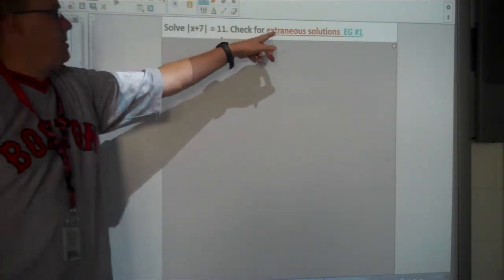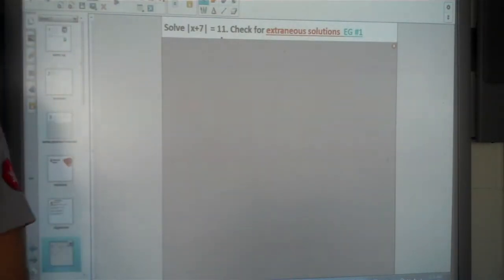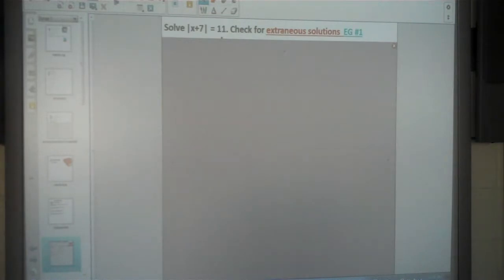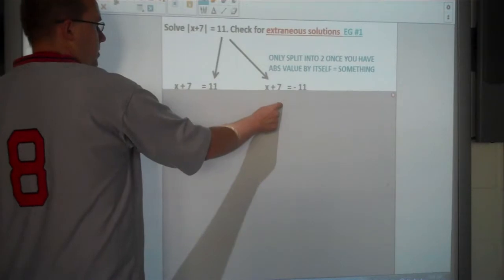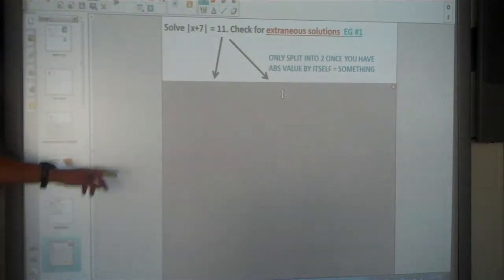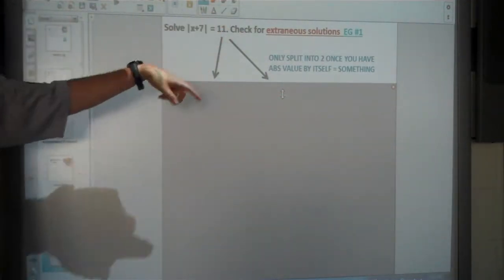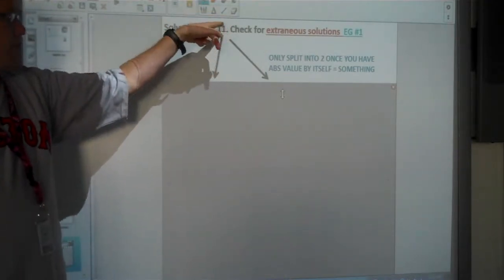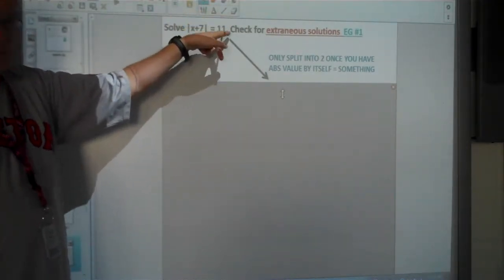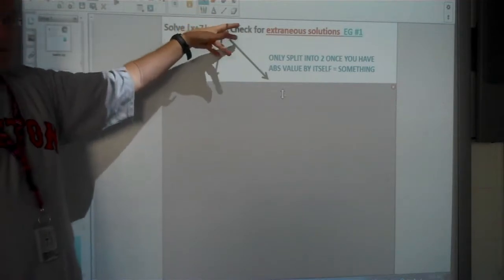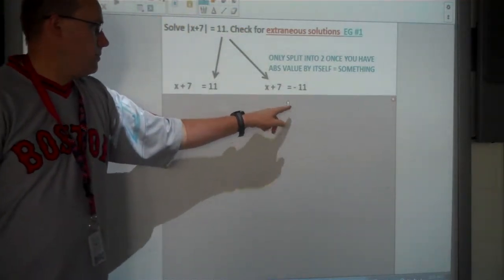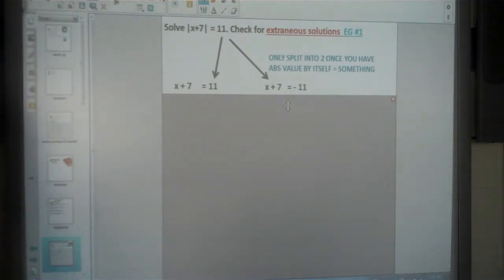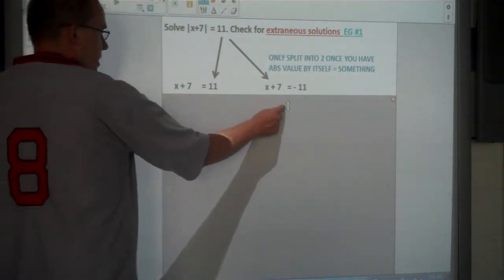Also, I put a little reminder up here that wouldn't be given to you. Check for extraneous solutions. Whenever you solve an equation, remember to plug back in just to make sure that it is actually a legitimate solution. So the key thing with this is you have to split the problem into two. So once you have the absolute value of something equals a number, then you say x plus 7 equals this, or x plus 7 equals the negative of this. Because if we have the negative 11, when we do the absolute value, we're going to end up with 11 anyway. So we just split it up into two equations, and then we just solve each equation independently.